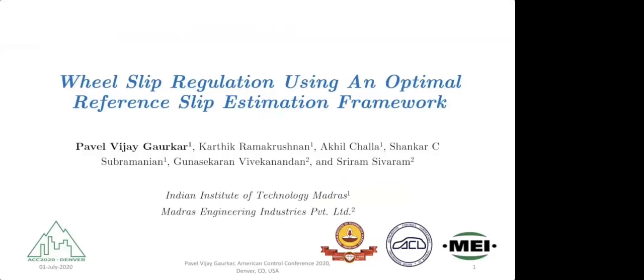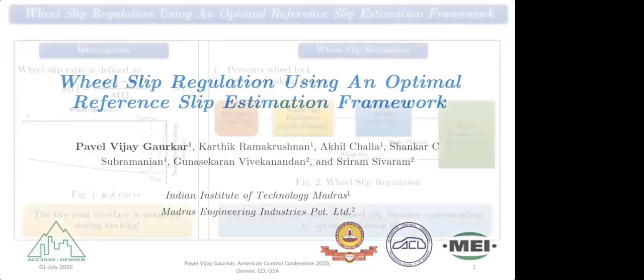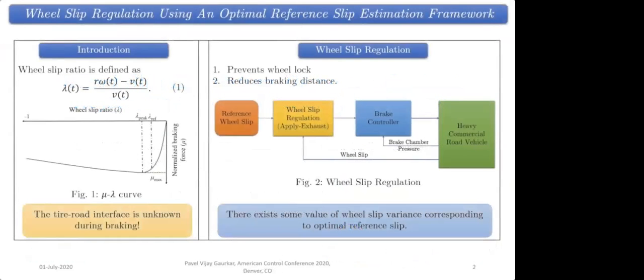Wheel slip regulation is an integral part of an ABS algorithm, but for that, first we need to understand what the wheel slip is. It is defined in equation 1, and its relationship with the road friction coefficient is depicted in the mu-lambda curve. When the wheel slip crosses the peak slip, the wheels lock, and that can potentially lead to an accident. Wheel slip regulation prevents wheels from locking and reduces the braking distance.